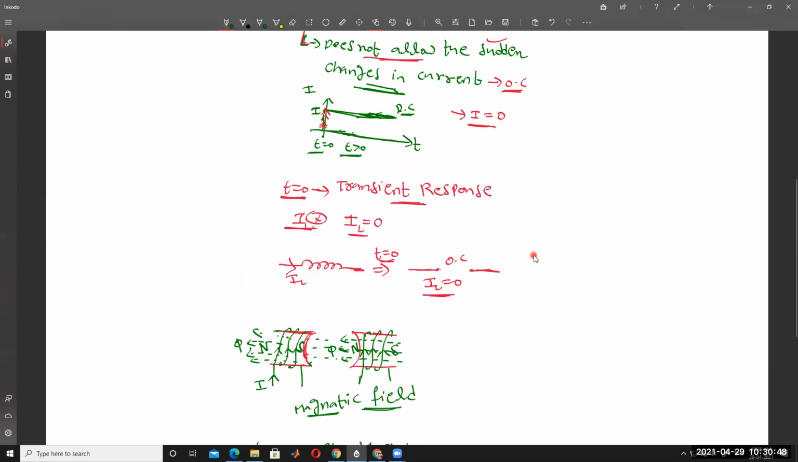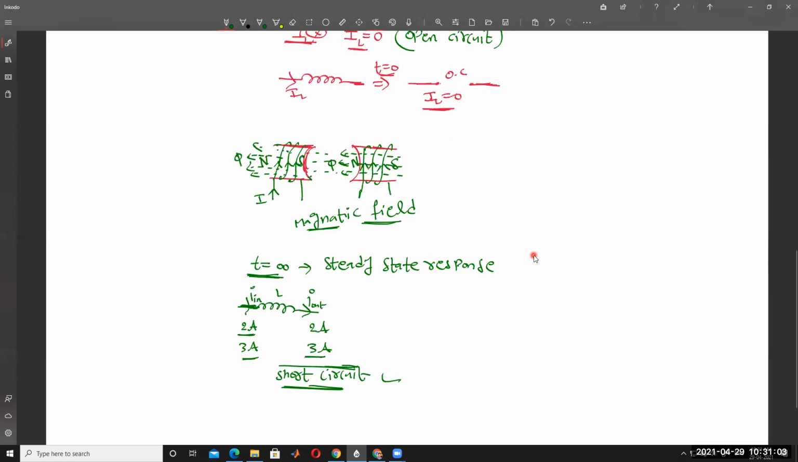Under transient condition, the inductor acts as an open circuit. Understood? This is the main concept. Under steady state condition, that is called t equal to infinity, the inductor acts as a short circuit, because there is no opposition to the current. Whatever current comes from the input terminal flows out of the inductor, so the inductor acts as a short circuit.